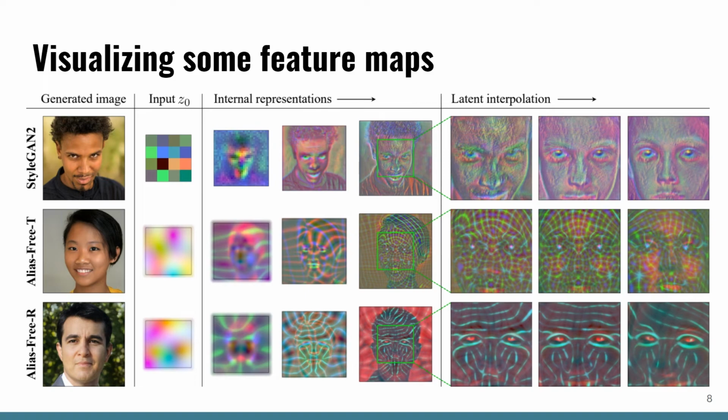Those lines, they make us think about some kind of coordinate system that is created by the neural network to figure out where it is. But is it actually that? What do they actually mean? It's a little bit hard to figure out.